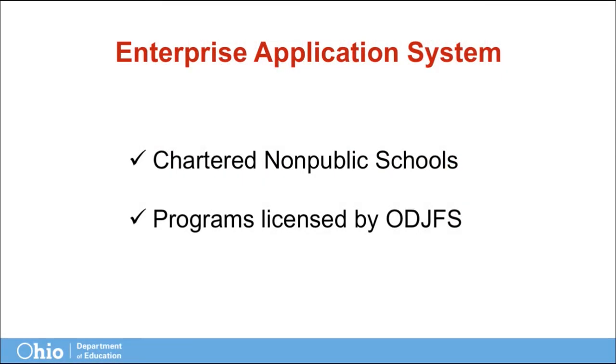Chartered non-public schools and programs licensed by the Ohio Department of Job and Family Services will use the Enterprise Application System, EAS. Public school districts, educational service centers, joint vocational schools, departments of developmental disabilities, and community schools will use EMIS to report child, teacher, and program data.